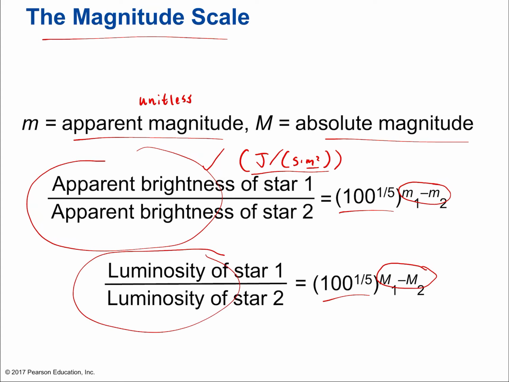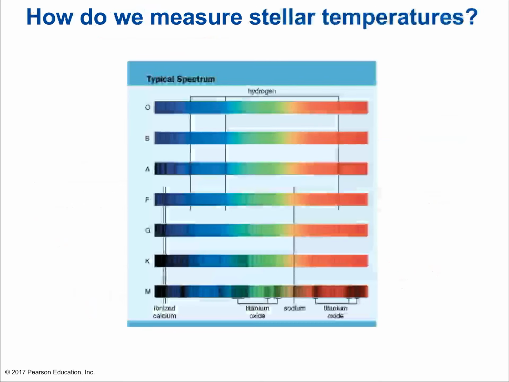If it doesn't on first pass, that's fine. You probably need some practice with it, okay? But the idea is these are terms that you need to be familiar with. Apparent magnitude and absolute magnitude, both logarithmic scales. One is related to apparent brightness. The other one is related to luminosity, which, after all, is joules per second instead of joules per second per meter squared. Okay, wonderful. So how do we measure stellar temperatures?